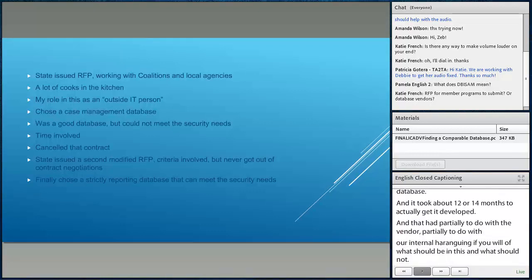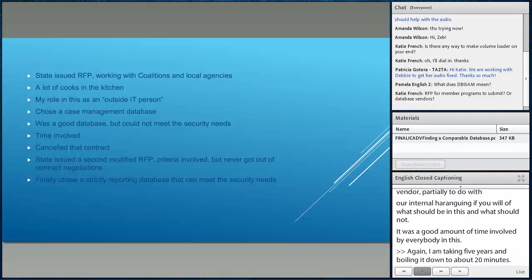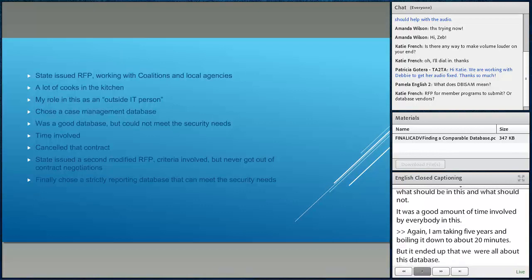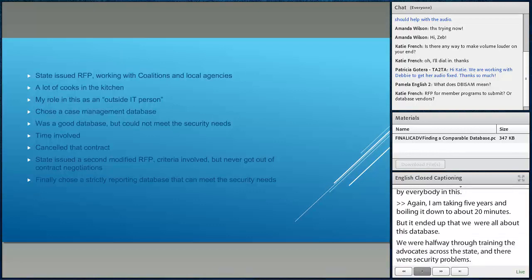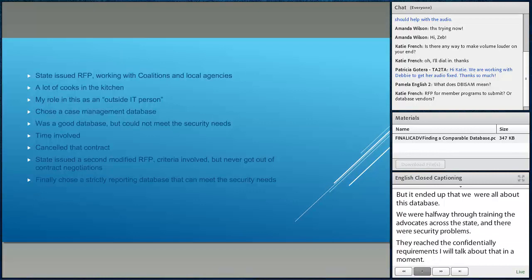Again, I'm taking 5 years and boiling it down to about 20 minutes here. We rolled out this database, and we were halfway through training the advocates across the state, and there were security problems that breached the confidentiality requirements. I'll talk about that in a minute. So we shut that database down and gave the vendor a chance to remedy it, and the vendor could not. So that contract was canceled, and all that time was out the window for the most part.